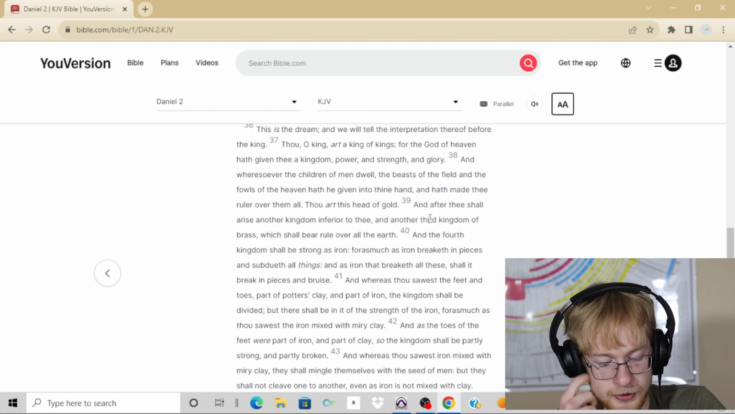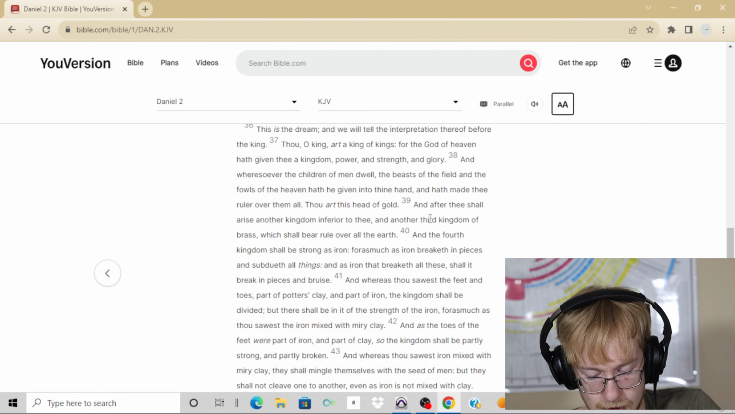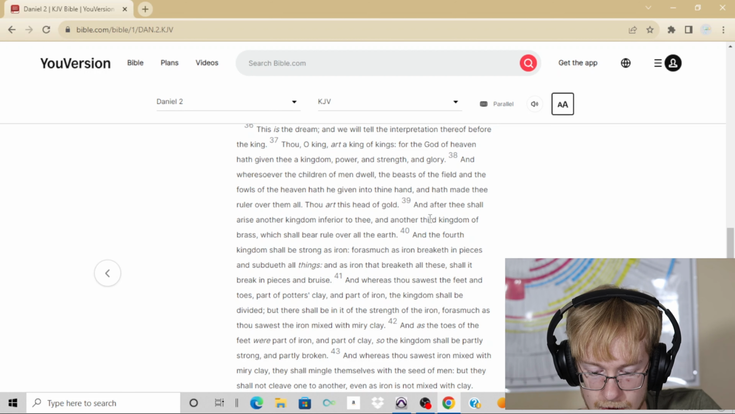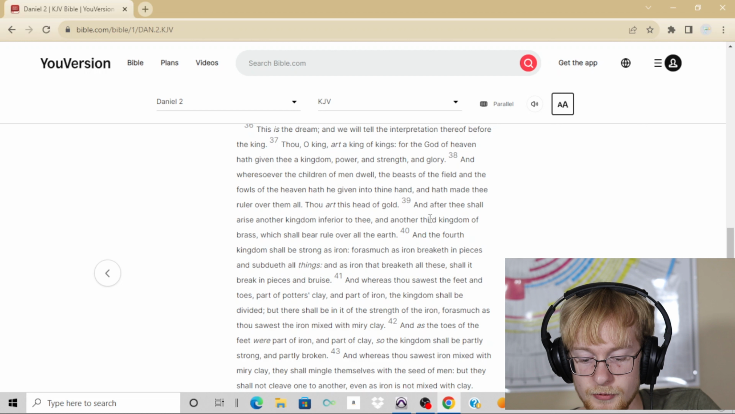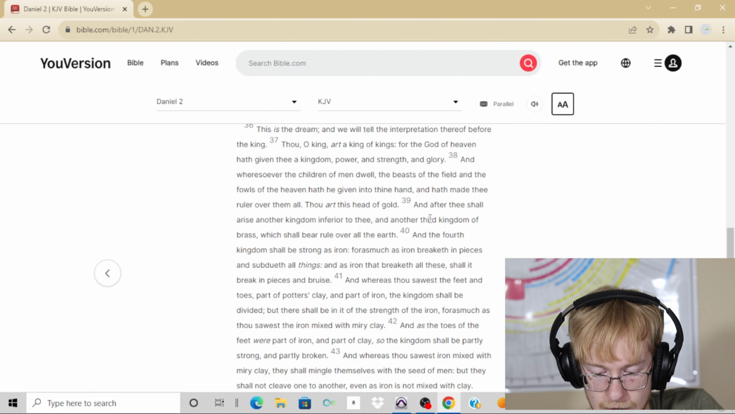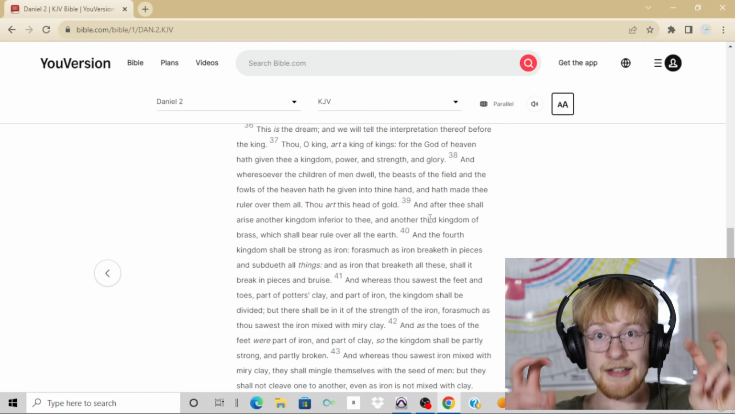It's going to be part iron and part potter's clay. And those two aren't going to mix. And as they don't mix, they shall not cleave one to another, right? And that's going to represent a future empire. That will represent the revised Roman Empire.